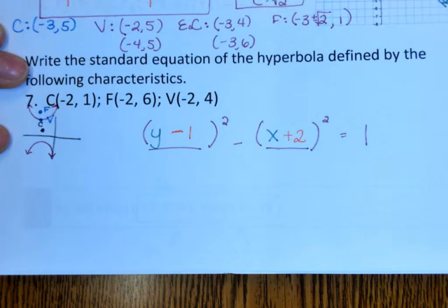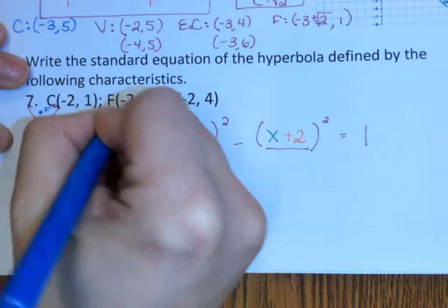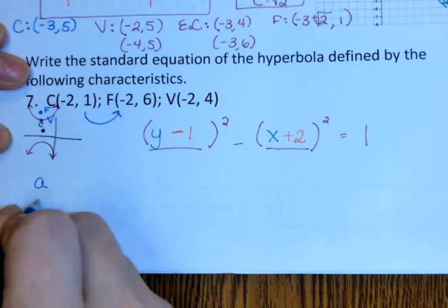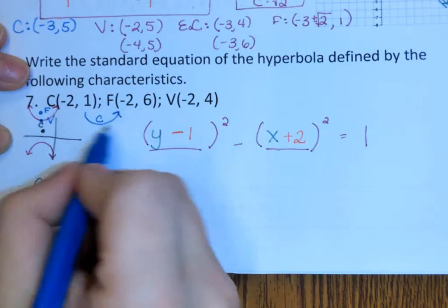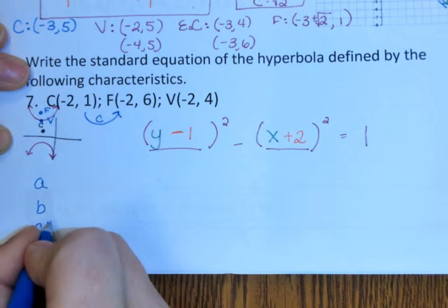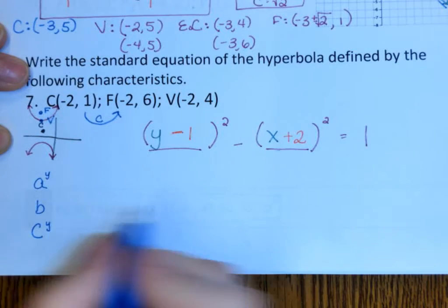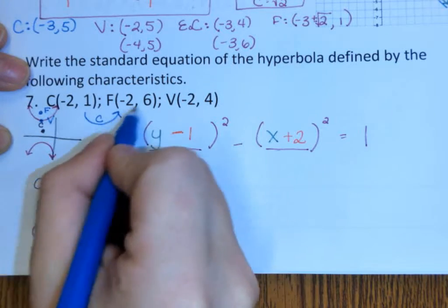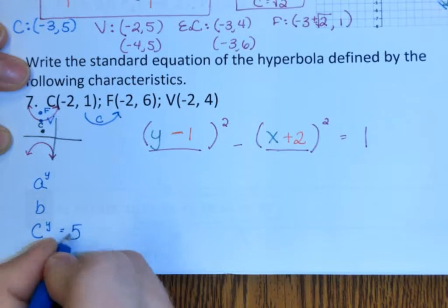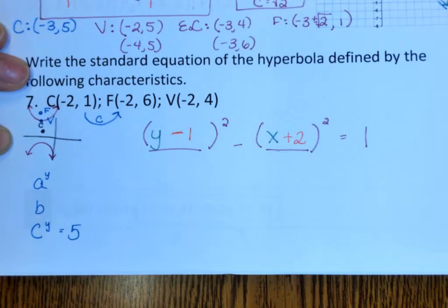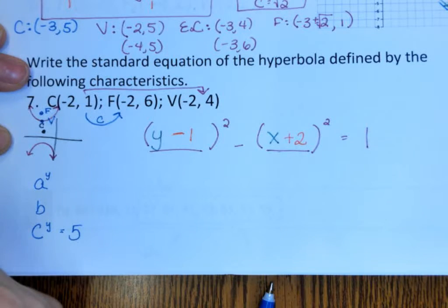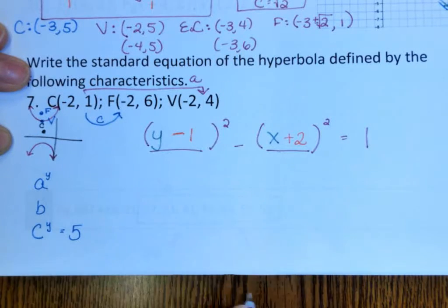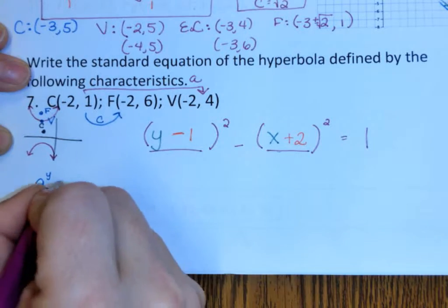From center to focus, is that A, B, or C? That is C. Okay? Who is changing in this? The y is changing. So that means the A, the y will change. How much does the C change? 5. Okay? From the center to the vertex, what letter is that? A, B, or C? A. And which value changed? The y, which we already said.